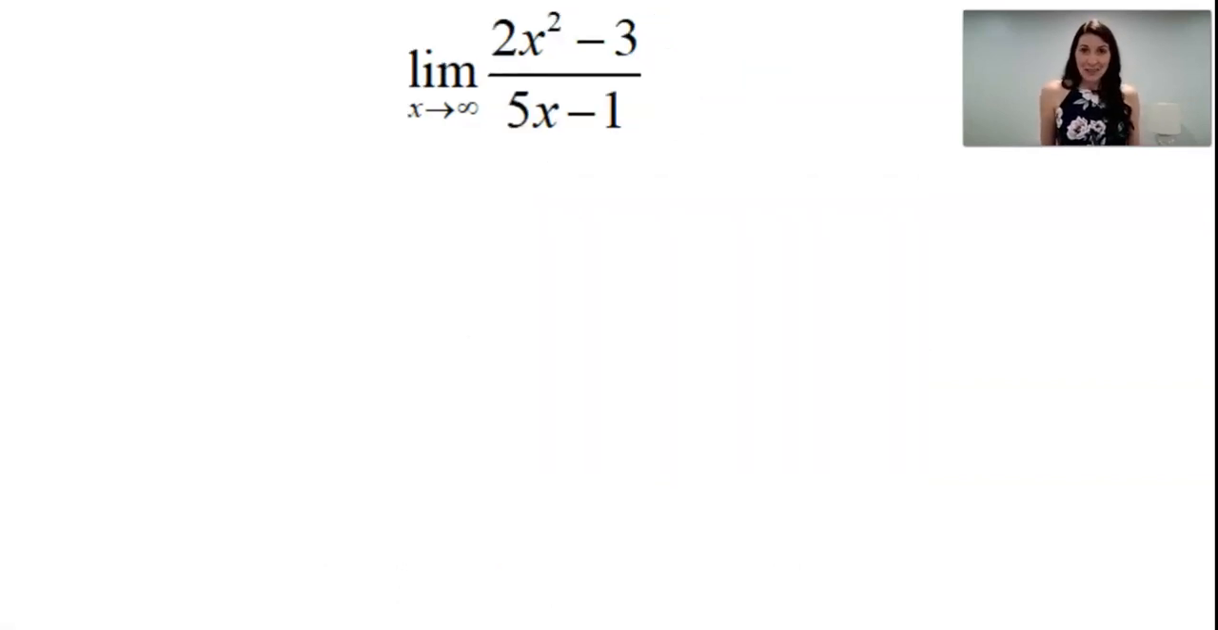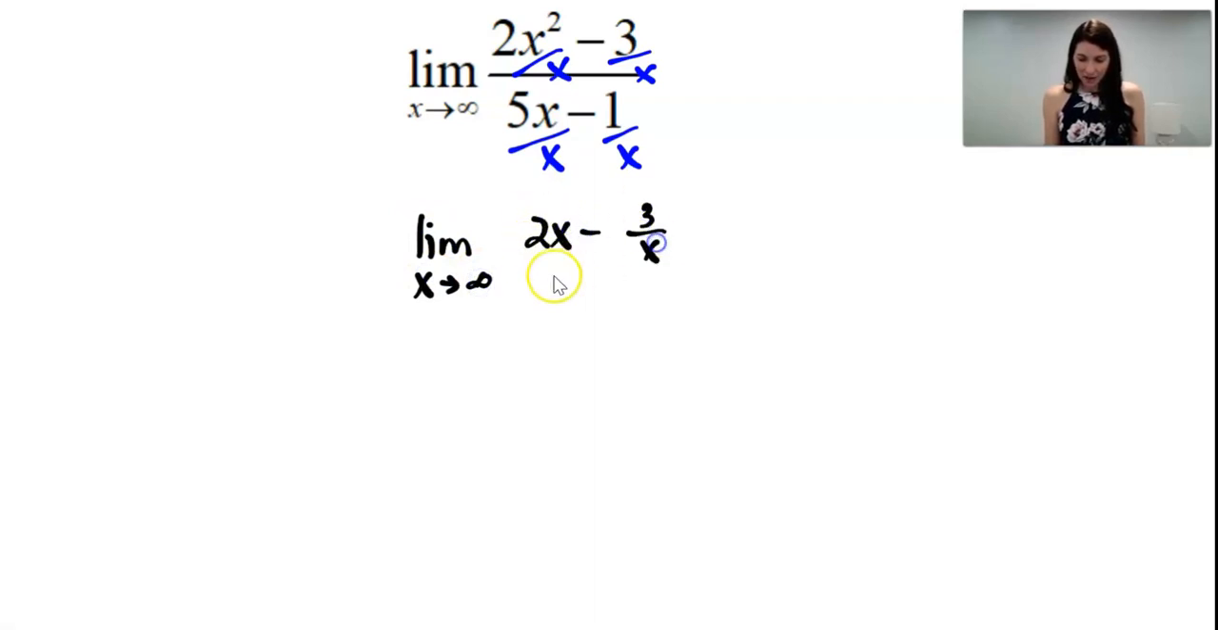Again, we have the limit as x approaches infinity, and if you were to plug in infinity, you would again arrive at infinity divided by infinity. So we're going to divide by the largest degree in the denominator, which in this case is only x. Simplifying, I have the limit as x approaches infinity of 2x minus 3 divided by x, all over 5 minus 1 divided by x. Now go ahead and plug in infinity.